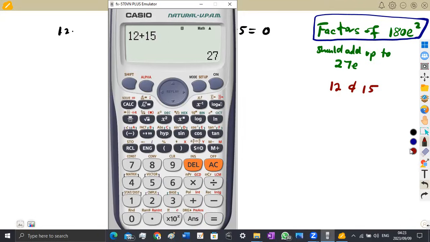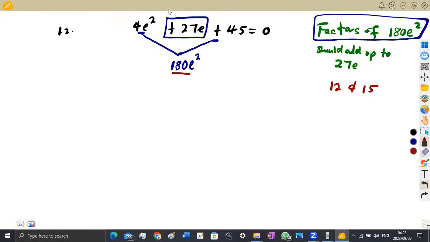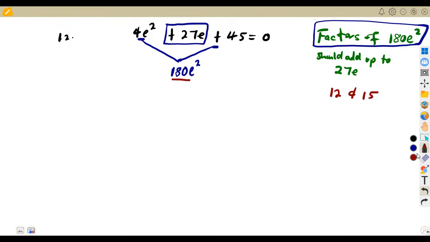So in actual sense, how do you come up with these factors? Remember, these are factors of 180. So simply express 180 as a product of its prime factors so that you see all the factors.